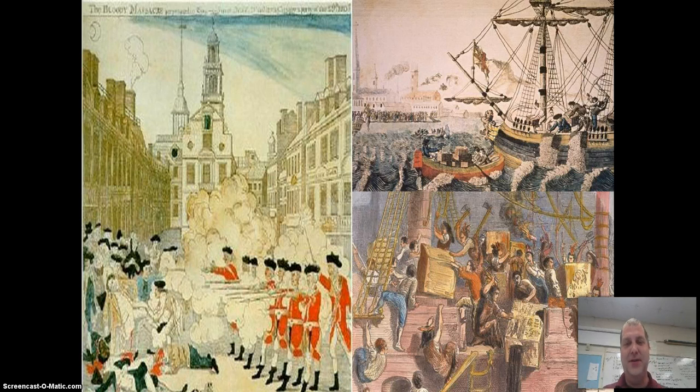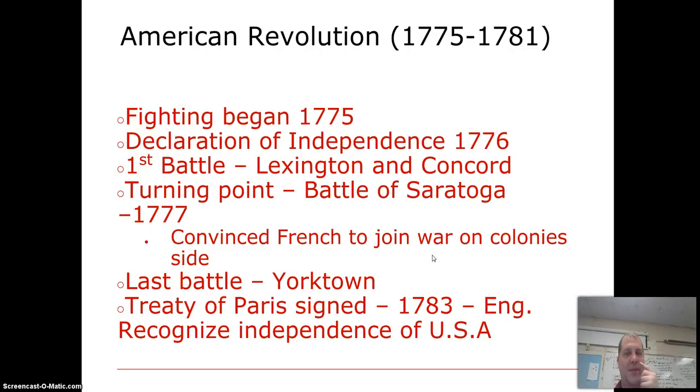So you're going to see some of the maps. There's the Tea Party right there. Ooh, we threw a bunch of tea into the harbor. All right, so the fighting began in 1775 and it lasted until 1781.